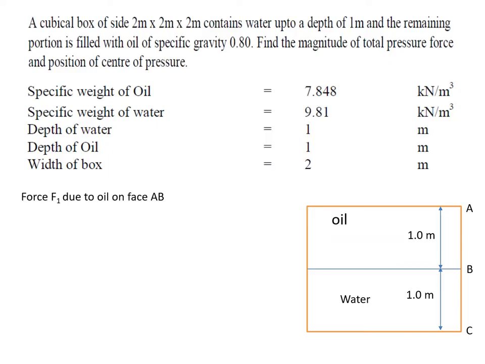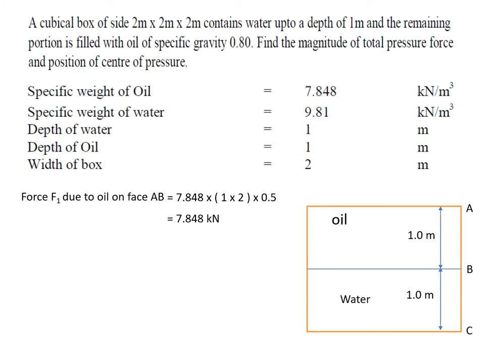So what is the specific weight here? The specific weight of oil is 7.848. The area is 1 into 2, and the CG distance of that area is 0.5 meters. Therefore it should be 7.848 into 2 meter square into 0.5, which gives 7.848 kilonewtons.